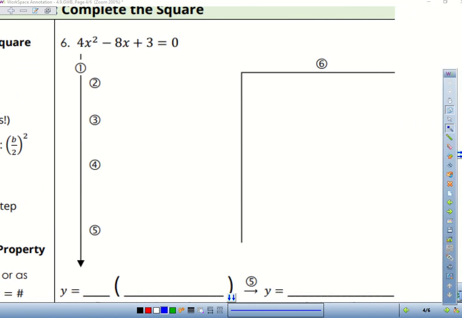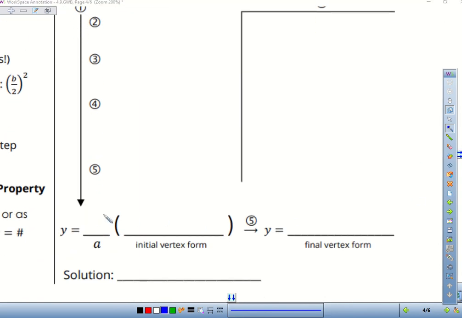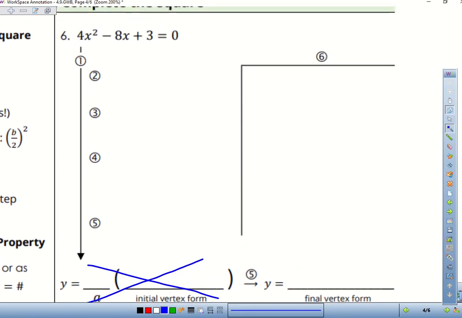And another thing is, we're not even going to write it here. We're not going to use initial vertex form. We're just going to write it as its final form. So I kind of simplify the process a little bit. Everybody teaches it a little bit differently. So here, let's go ahead and get started.